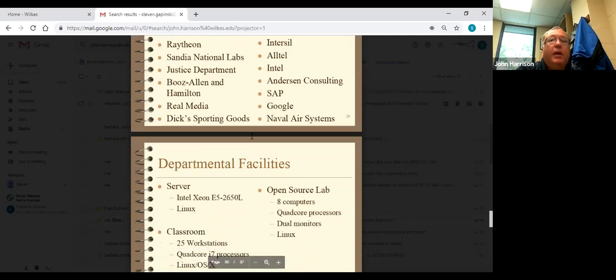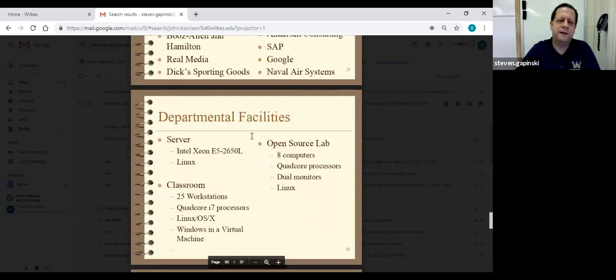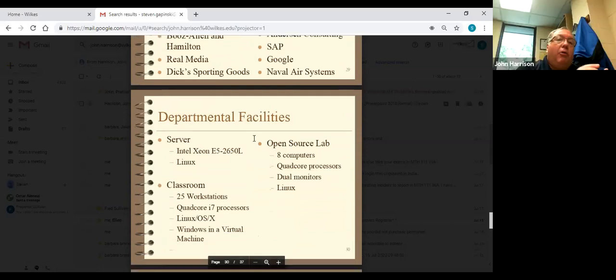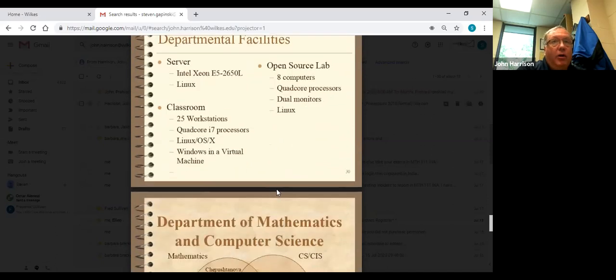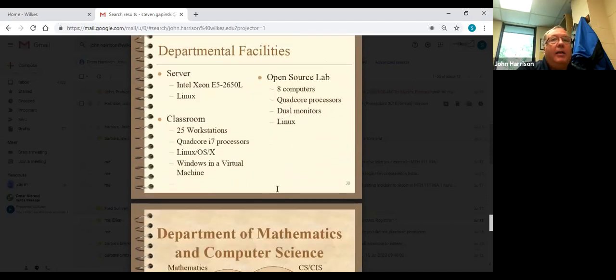Okay, so maybe, let me make a couple of cuts. Hopefully, if we have time, if not, it'll be on the recording that will be available, I'm going to take you on a very brief trip through our lab. So a couple of comments. We have our own server, an Intel Xeon, called Dilbert, running Linux.